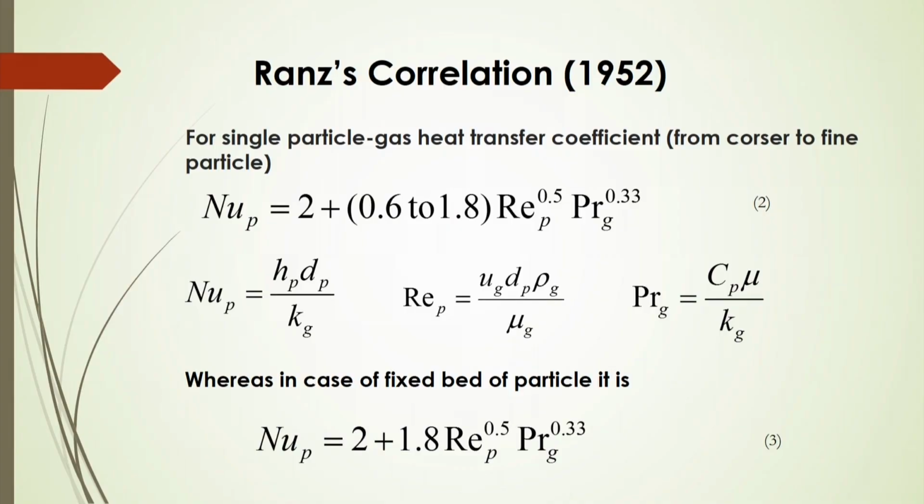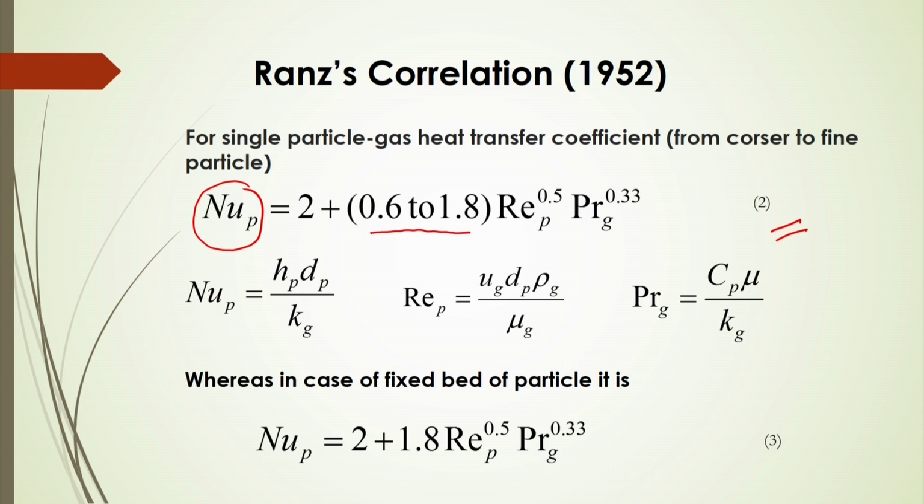Now, for the single particle gas heat transfer coefficient, Ranz in 1952 proposed a correlation from experimental data, and they observed that the heat transfer coefficient ranges from a certain value to a certain value. They expressed their experimental results by the correlation of equation 2 given here: the Nusselt number of the particle is equal to 2 plus 0.6 to 1.8 times Rep to the power 0.5 times Prandtl number to the power 0.33.